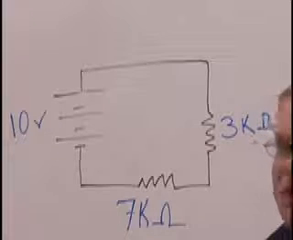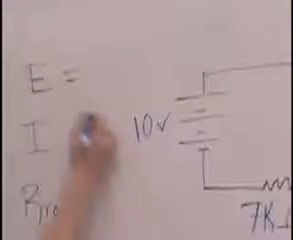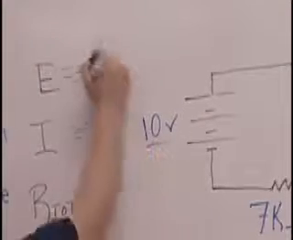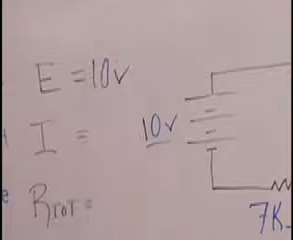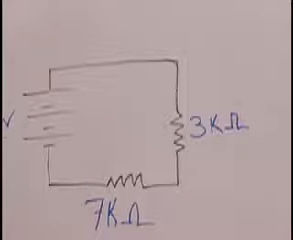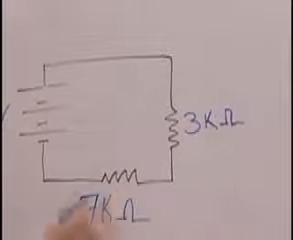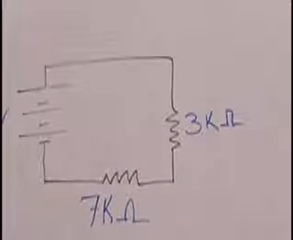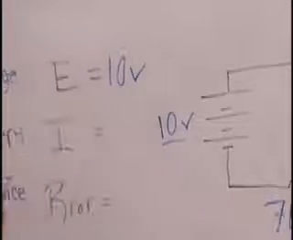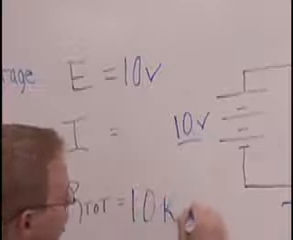The first thing that you do is find the input voltage, which would be equal to E. So E would equal the input voltage, which is 10 volts. Next, find the total resistance in the series circuit. Here we have two resistors, a 7,000 ohm resistor and a 3,000 ohm resistor. In a series circuit, you add up the total resistance, so it would be 7,000 plus 3,000, which is 10,000 ohms, or you could also write it as 10k ohms.